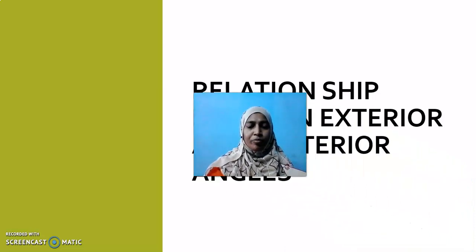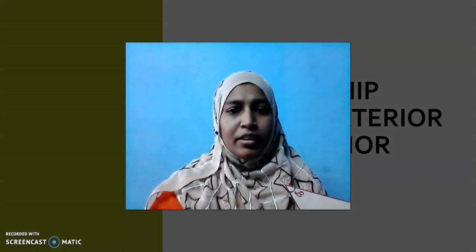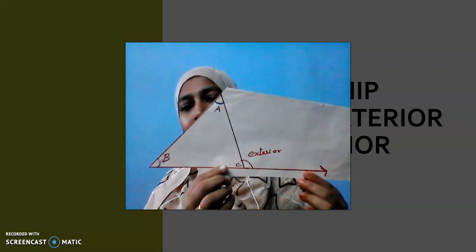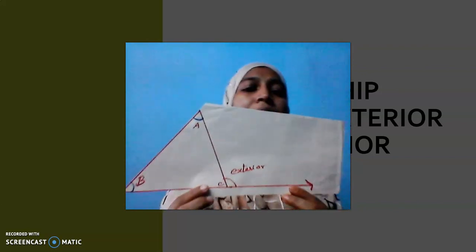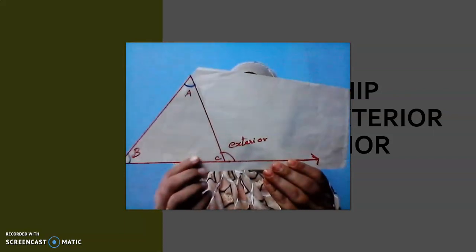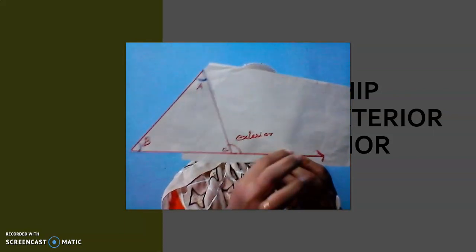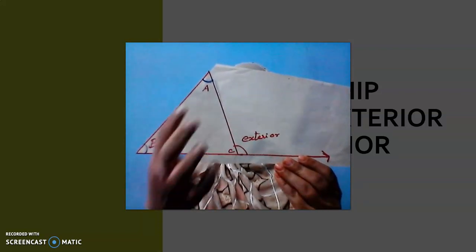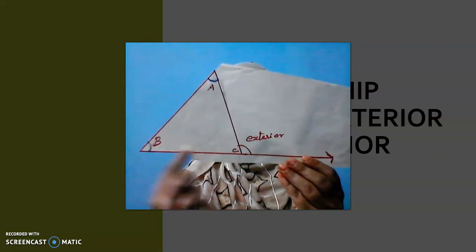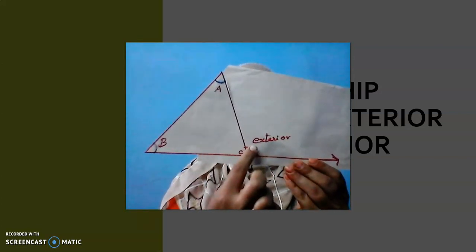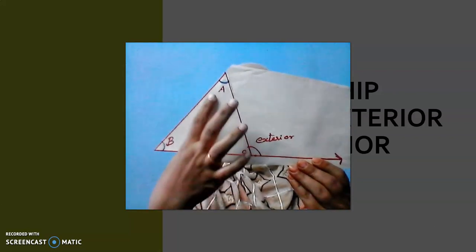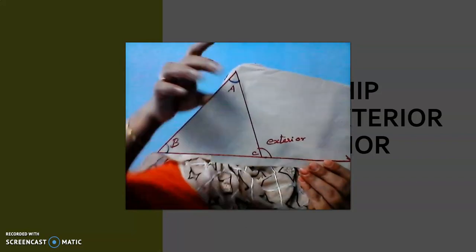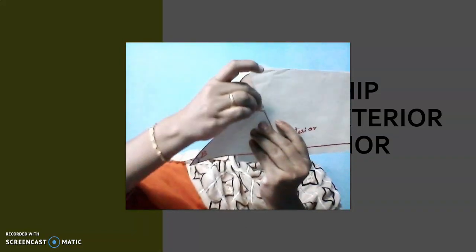Take a paper and draw a triangle. I have made it ready for you. See here, this is a triangle, and I have extended the line towards right. And we have three angles, angle A, angle B and angle C. And this is the exterior angle. And we have two opposite interior angles. What are the two opposite interior angles? A and B. See here, now I am going to cut off this angle A.